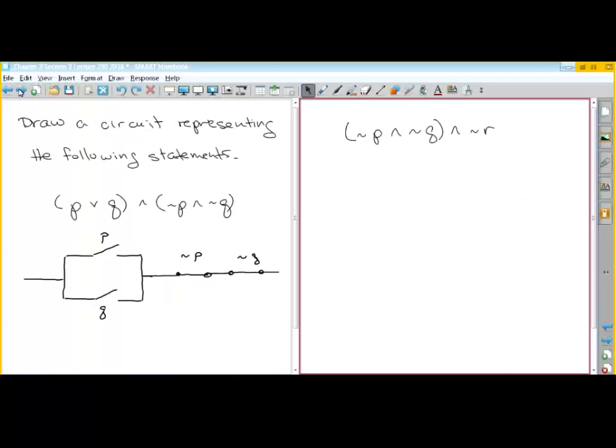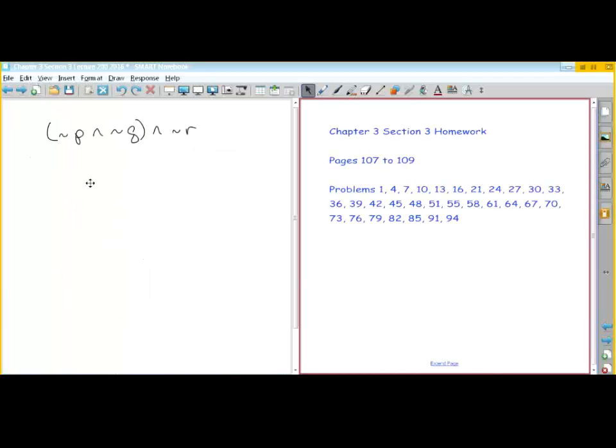Okay. Anyway, I'm going to skip over that one. So there's your homework for section 3. That's due next Wednesday. So it's also the day the test is, so don't wait till the last minute.